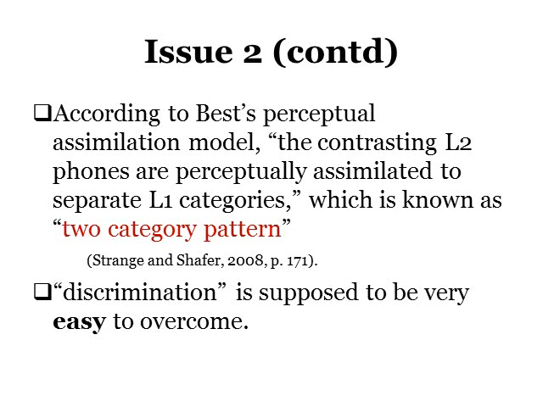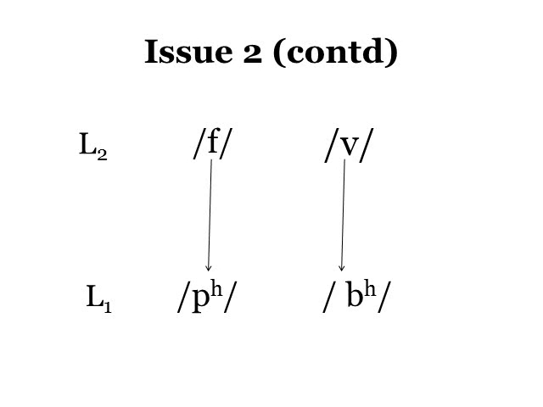According to Best's perceptual assimilation model, in this case, the contrasting L2 phones are perceptually assimilated to separate L1 categories, and this is known as two-category pattern. For example, in this case, the two L2 phonemes fa and va are mapped onto two similar but actually different L1 phonemes, pa and bha. And as we have seen earlier, this kind of discrimination could be quite easy to overcome because in this case, two contrasting L2 phonemes are connected to similar but not identical L1 phonemes.